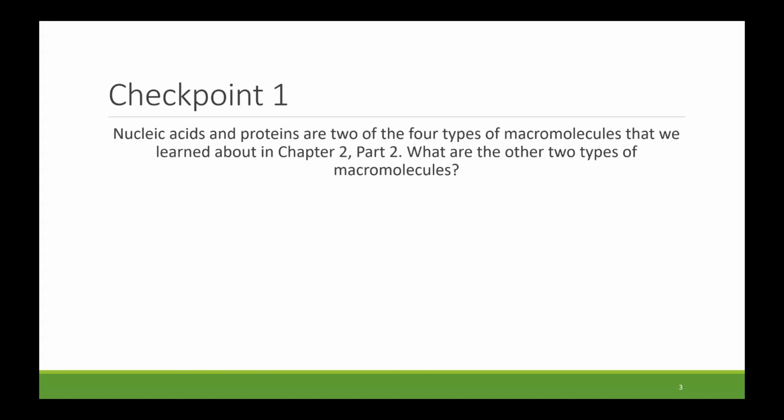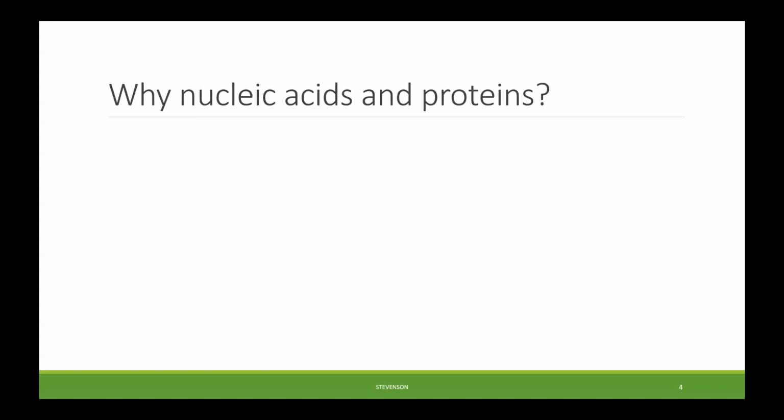And those other two macromolecules aren't going to be the focus of this chapter, but it is good to remember that they are there. So, why does molecular biology place a special focus on nucleic acids and proteins versus those other two types of macromolecules? What makes nucleic acids and proteins so important?